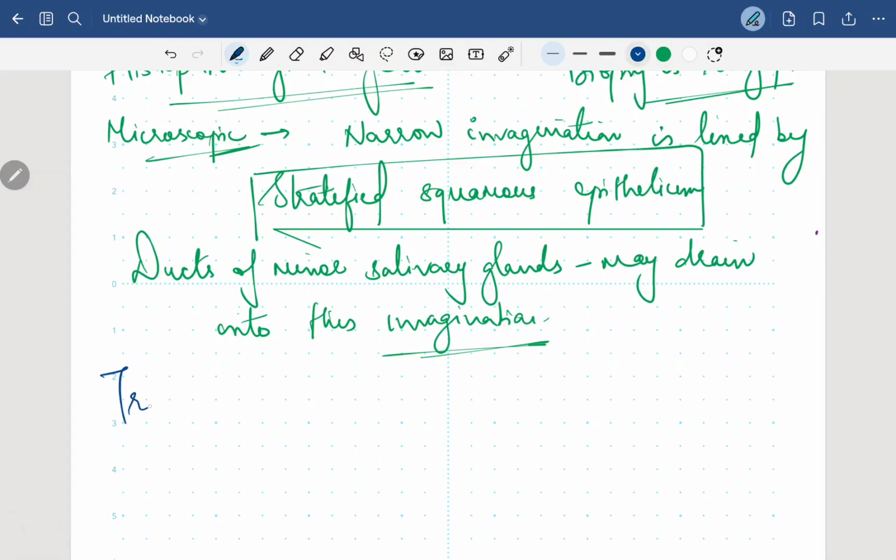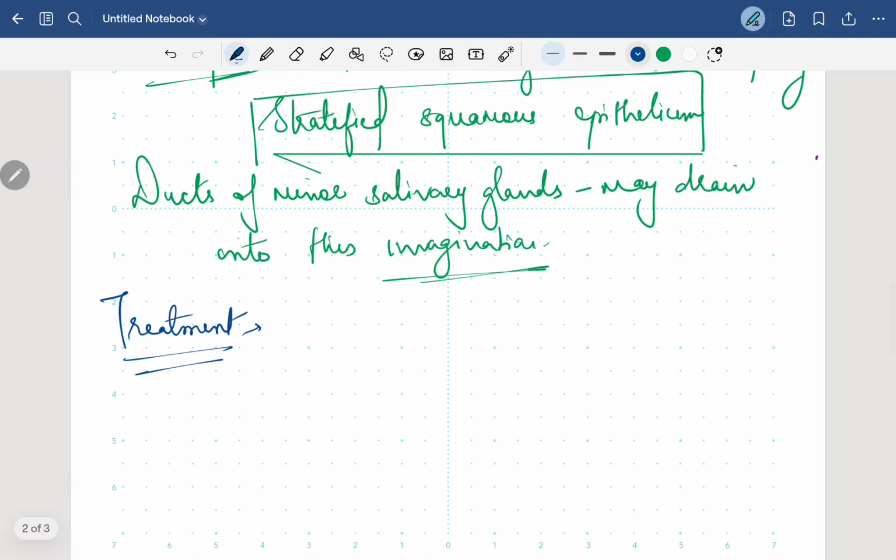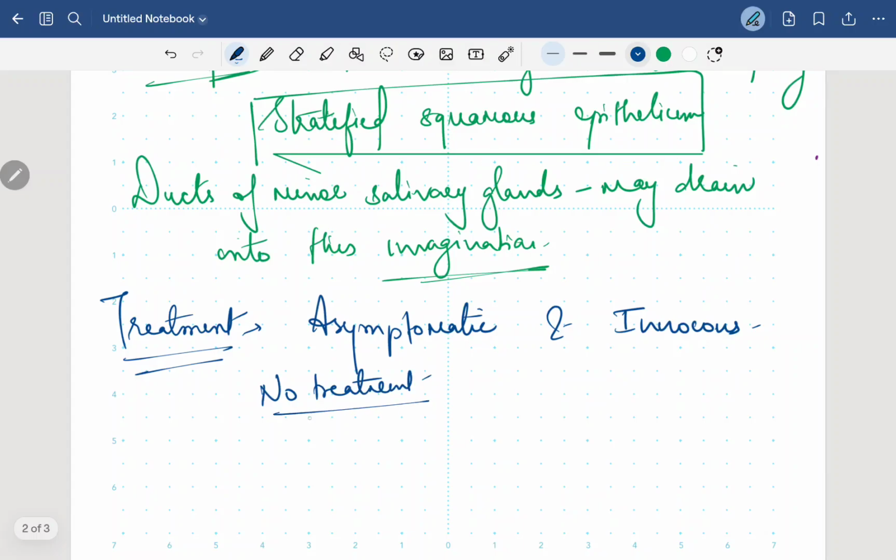If we talk about the treatment plan, what kind of treatment can be given to the patient? The patient is even unaware of the disease, that he has commissural lip pits, because they are always asymptomatic, they are not producing any symptoms. So what kind of treatment can you give to the patient? And it is innocuous. Okay, so you will require no treatment. No treatment is required for this, as long as the patient is not aware and is not having any kind of problem with this.